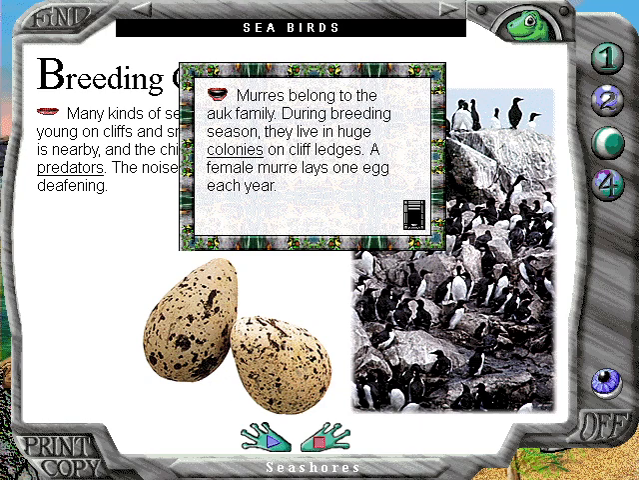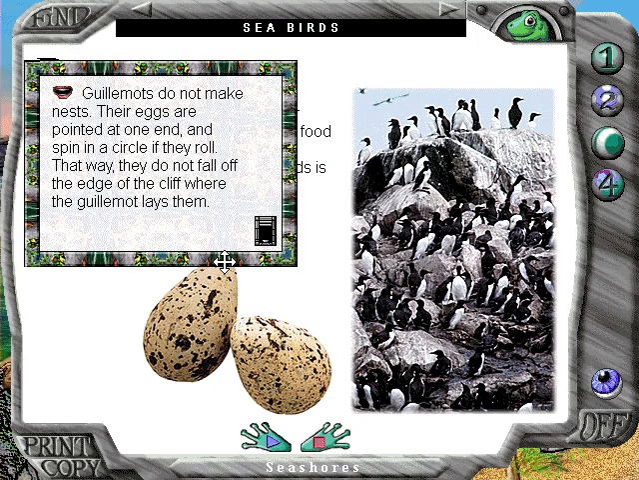Murres belong to the auk family. During breeding season, they live in huge colonies on cliff ledges. A female murre lays 1 egg each year. Guillemots do not make nests. Their eggs are pointed at one end and spin in a circle if they roll. That way they do not fall off the edge of the cliff where the guillemot lays them.